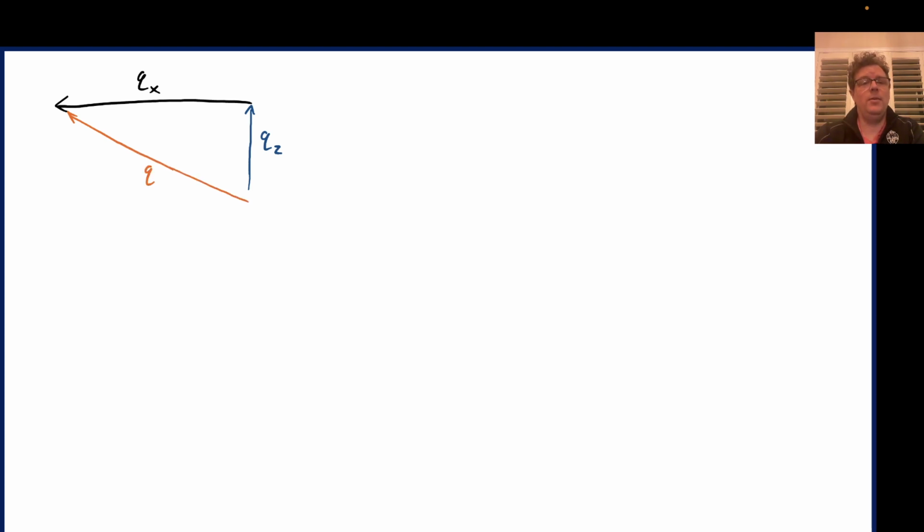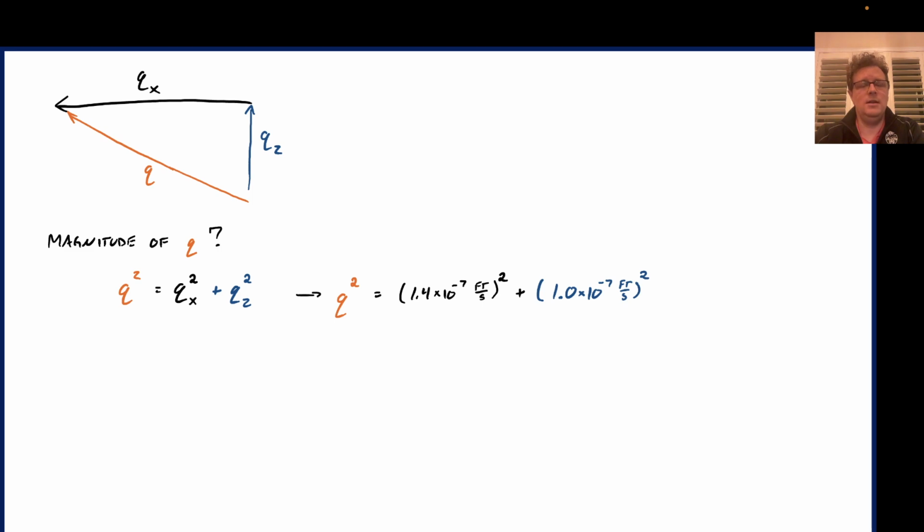And so I want us to think about this just like in a calculus class where we might be adding vectors together. We've got a qx and a qz shown in black and blue, and the resultant vector q shown in orange. So first, what is the magnitude of that resultant vector q? We can use right triangle geometry, Pythagorean theorem here, plugging in the qx and qz values that we calculated on the previous slide. We can readily solve for that resultant magnitude of about 1.7 times 10 to the minus 7th feet per second.